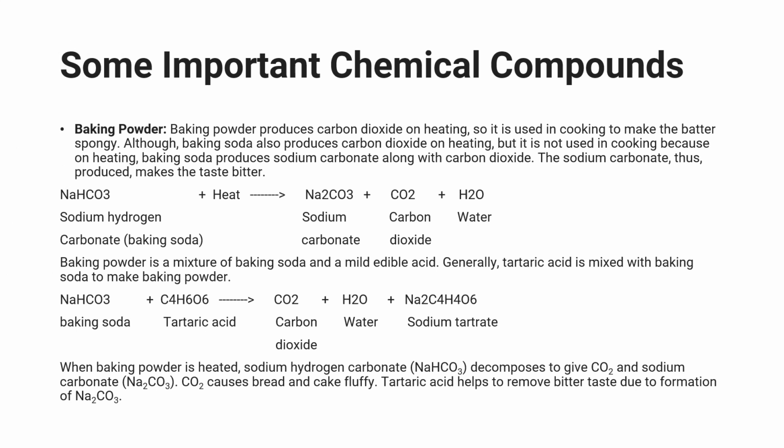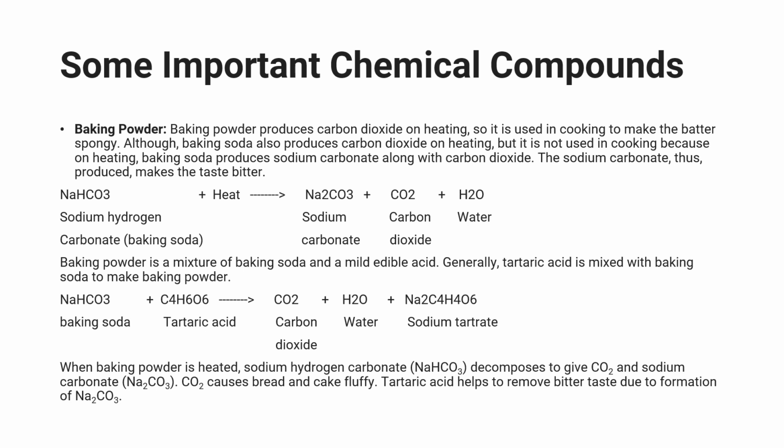Let's talk about baking powder. Baking powder produces carbon dioxide on heating, so it is used in cooking to make the batter spongy. Although baking soda also produces carbon dioxide on heating, it is not used in cooking because on heating, baking soda produces sodium carbonate along with carbon dioxide. The sodium carbonate thus produced makes the taste bitter.